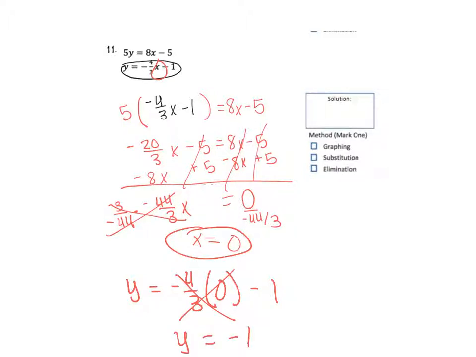Again, you're always checking, and then we will put that ordered pair, 0, negative 1. And again, that was the substitution method.